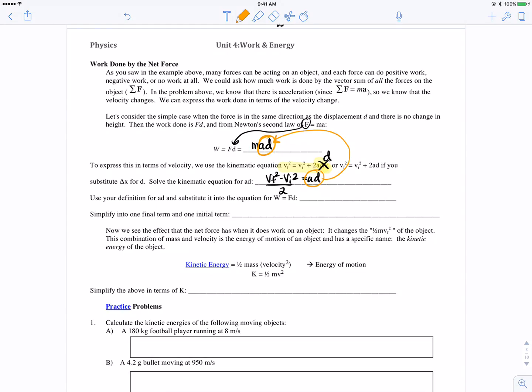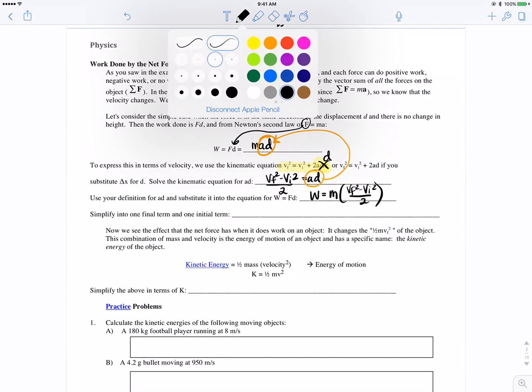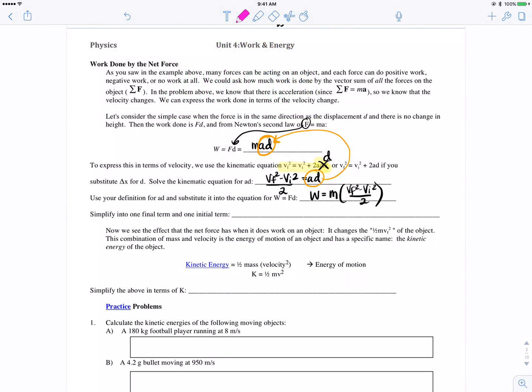Notice it does not include mass. So then work equals m times ad, which is vf squared minus vi squared divided by 2. Simplify into one final term and one initial term. Usually we combine things to simplify, but this time we're saying let's distribute the m and the 1/2, and let's expand this term so that we have an expression that considers a final situation and an initial one. So then we get work equals 1/2 mvf squared minus 1/2 mvi squared.